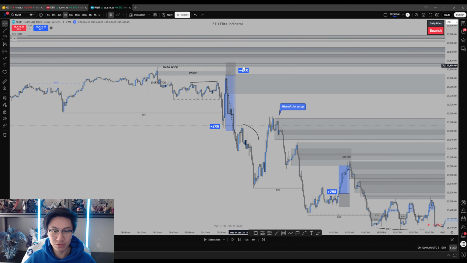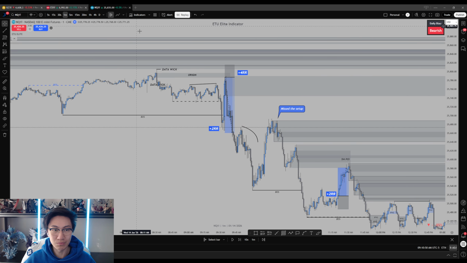I was able to catch 2 risk reward, 4 risk reward, and another 2 risk reward, netting me a total of 8 risk reward on this day. Again, this is considered really good market conditions. This is when you really want to be making most of your money, so never miss out on days like these. I'm going to go over exactly how I entered all these trades as well as my targets.